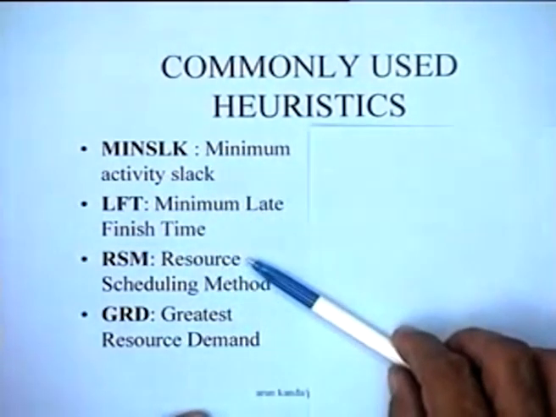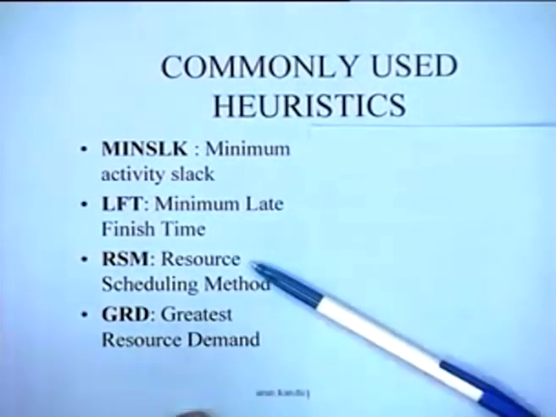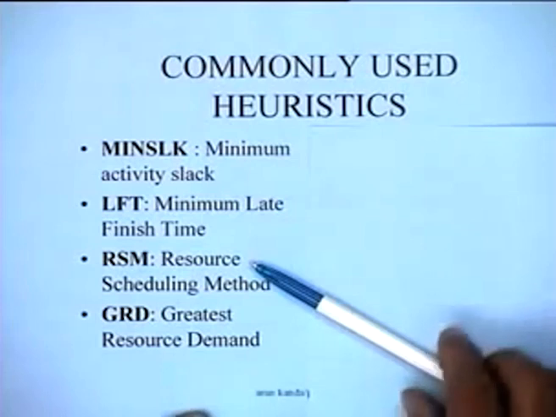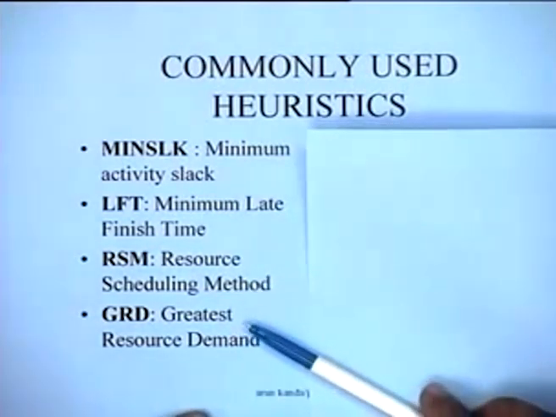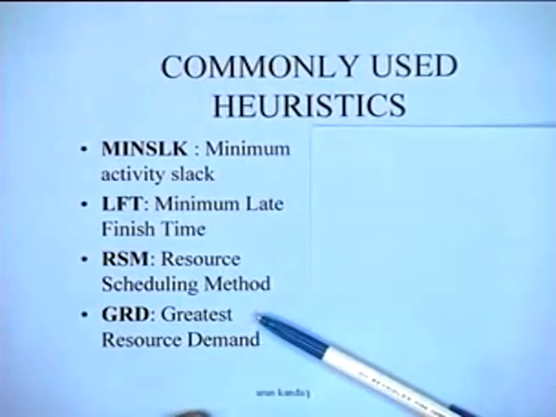A resource scheduling method has been proposed in which a priority is given to a particular activity based on its early start and the late finish time of the activity. So you can attach some weights and then you can develop a priority sequence for the various activities. The greatest resource demand: what this really means is that suppose there are 3 activities competing to be scheduled on a particular day. The activity which has the greatest resource demand, which requires the maximum crew, for instance, would be the one which would be picked up by this particular heuristic.